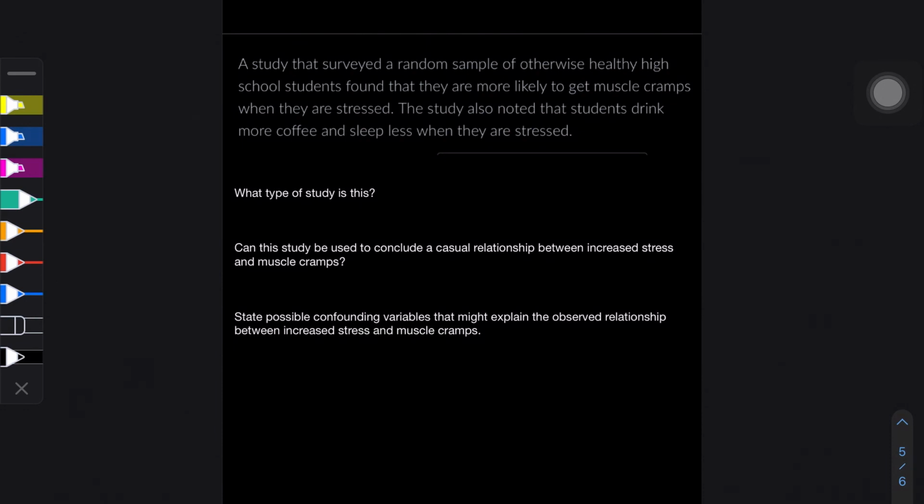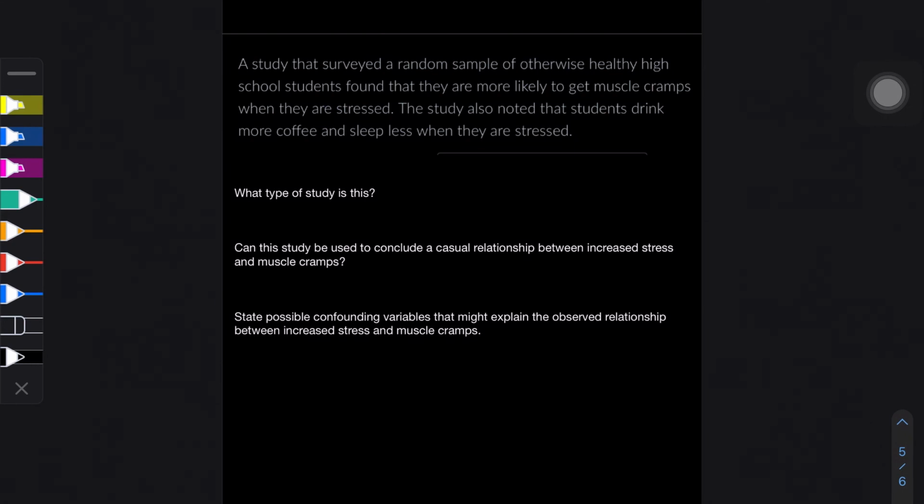All right, last question. A study that surveyed a random sample of otherwise healthy high school students found that they are more likely to get muscle cramps when they are stressed. The study also noted that students drink more coffee and sleep less when they are stressed. So, what type of study is this?